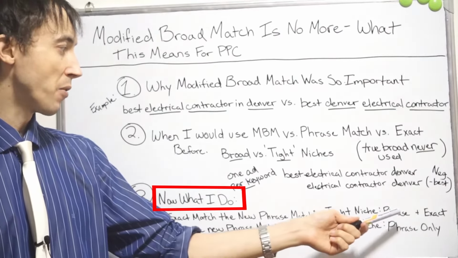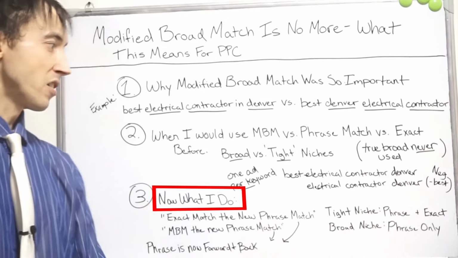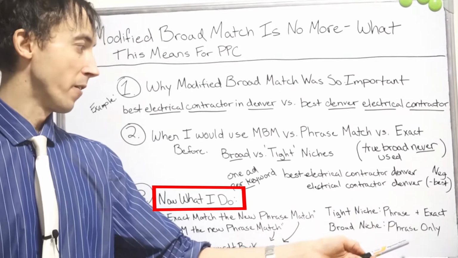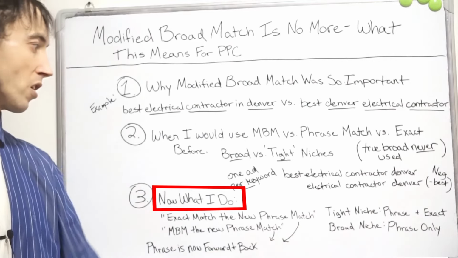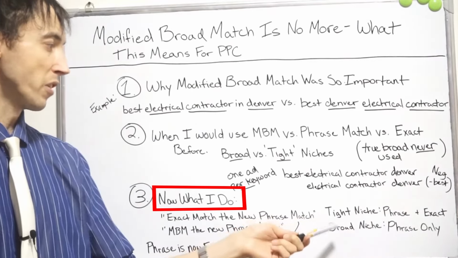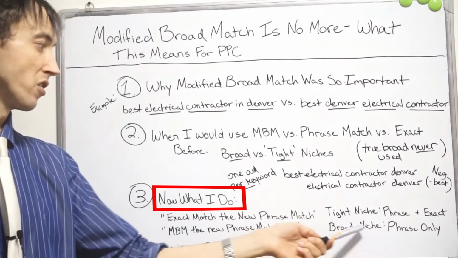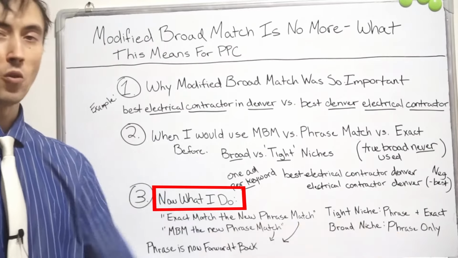Normally, I would do phrase match starting out, and then I would only have an exact match keyword if it looks like it's getting searched a lot and also converts at a high rate, so we can bid individually on that keyword on an exact match basis. Since exact match is now phrase match, you can't really do that so much anymore, because the phrase match is the new modified broad match. On national campaigns and so forth, we just use phrase match.